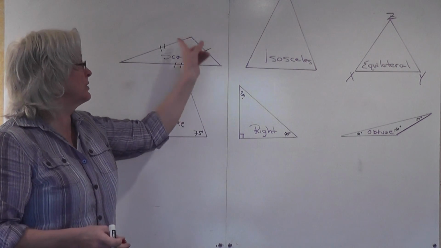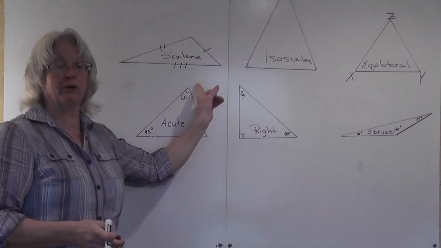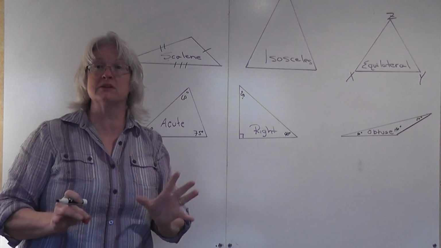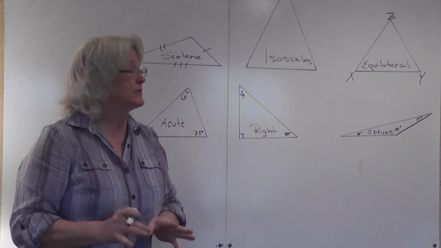So you have 1 hash mark, 2, and then 3. That's what a scalene triangle is. All 3 sides have differing lengths.